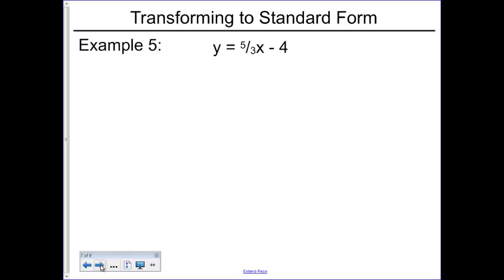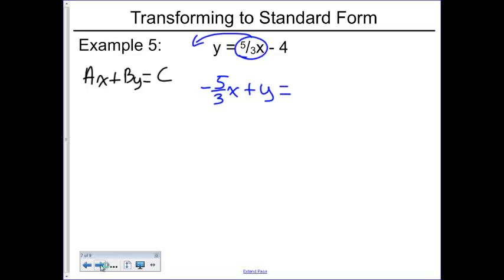Here's another example. We want to transform to standard form, but this is slope-intercept form. We still want ax plus by equals c. The first thing I'm going to do is take my 5/3 x, move it over here with my y, but when I move it over there it becomes a negative or minus. So negative 5/3 x plus y is going to equal negative 4 still.